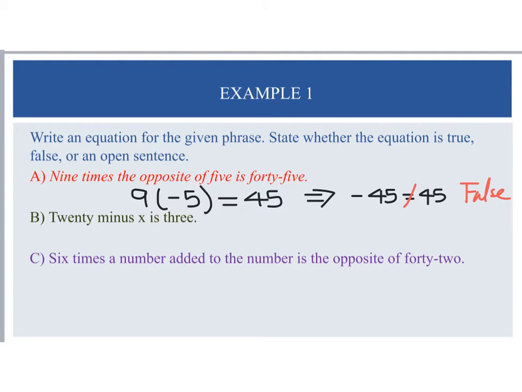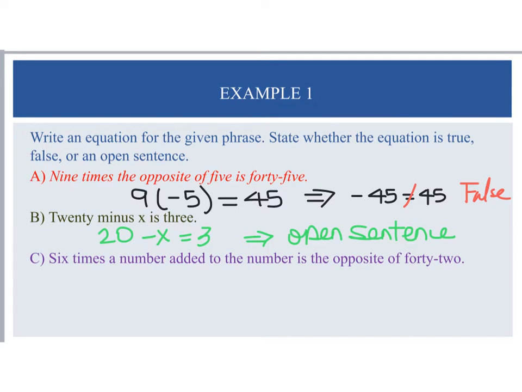For part B, it says 20 minus x is equal to 3. Well, here I can't tell if it's true or false because I don't know what x is. So this here is what we would call an open sentence. And again, it has that variable in it.